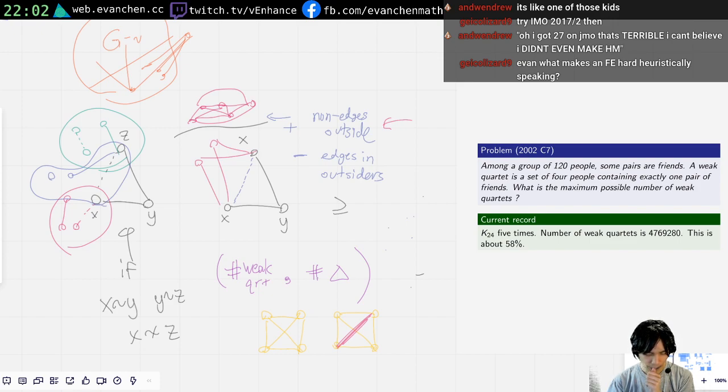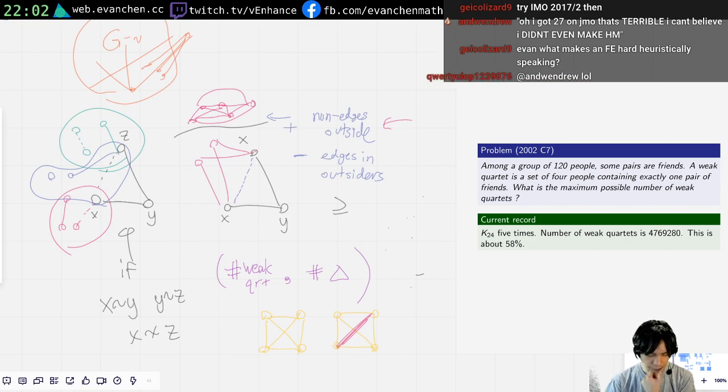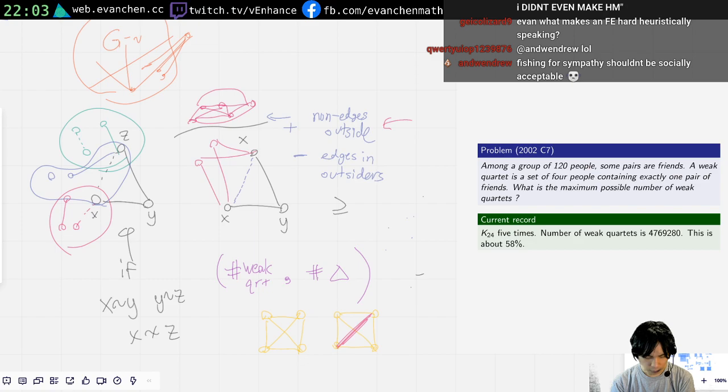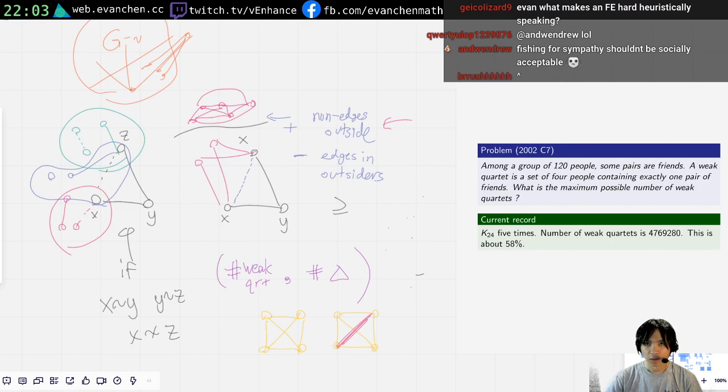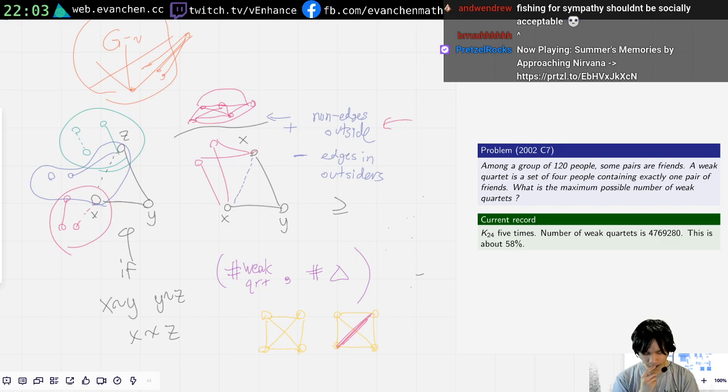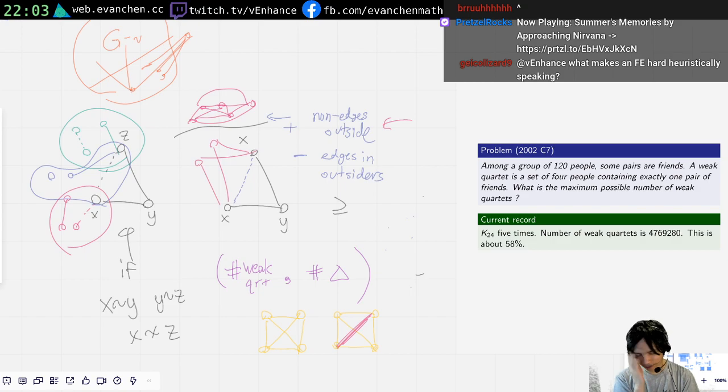So what did I mess up? When I clone this guy, I destroy every weak quartet involving z, but I gain a weak quartet for everyone involving x, and then the blue ones get distributed also in some way. Am I crazy? Oh no, actually I think the thing I said about the blue ones is just not true, right? If I clone one, okay, so this just doesn't work. Alright, I tried.